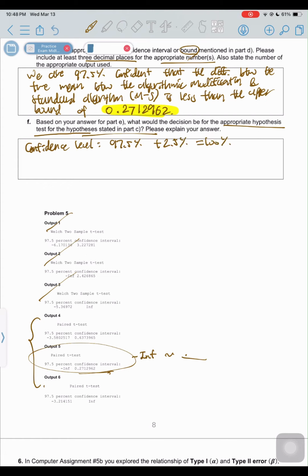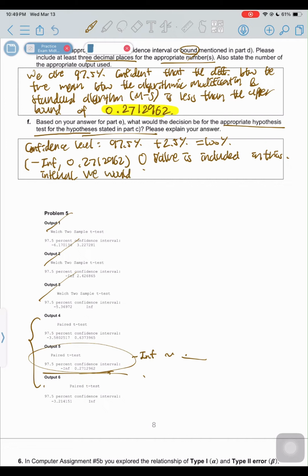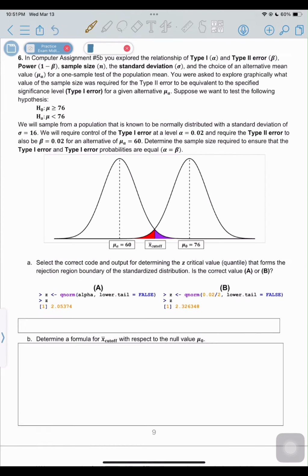And if you look at our upper level, it's negative infinity to 0.2712962, and the 0 value is indeed included in this interval. So it'll be hard to reject. So we can say we would fail to reject because the 0 is included and the confidence level is 100% in this case. So that is it for part 5.